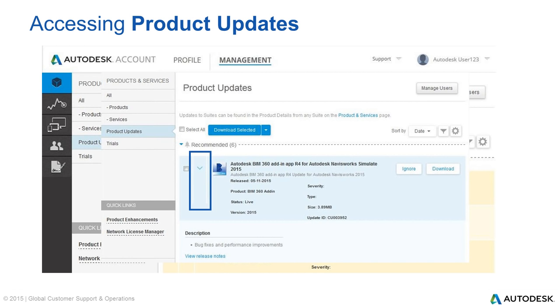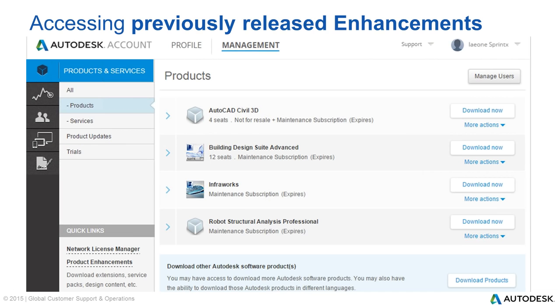So when I select a product update, I'm going to click on one of those handy drawers. It expands, and you can ignore it or choose to download that update. You may also get notifications from the Application Manager from within your product. This is a component available in the 2016 products that deliver updates right to the desktop. For more information on the Application Manager, feel free to visit www.autodesk.com/applicationmanager.